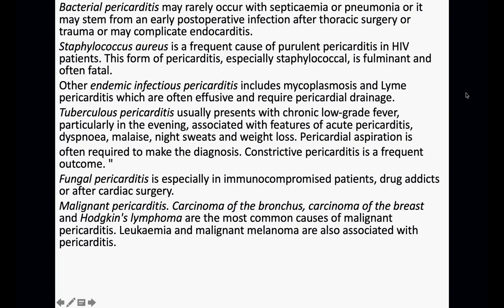Also, we have another form of pericarditis. It's bacterial pericarditis, or tuberculous pericarditis, fungal pericarditis, and malignant pericarditis due to infiltration with malignant cells. And sometimes pericarditis occurs following Hodgkin lymphoma, in which there is infiltration of the pericardium with lymphomatous cells.